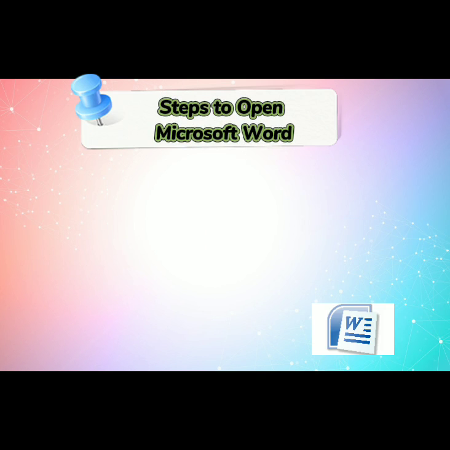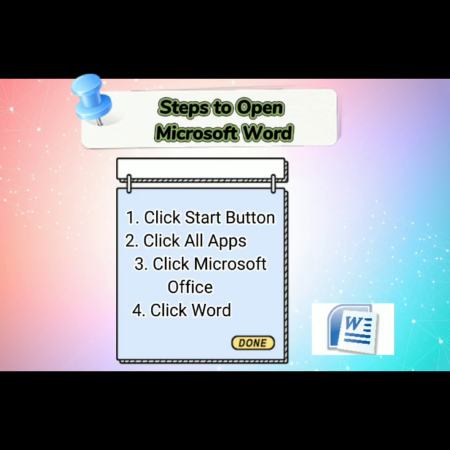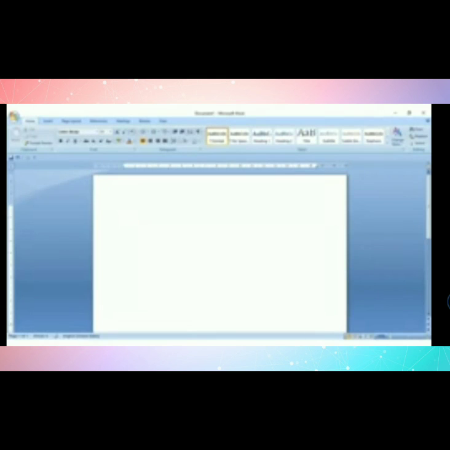So, these are the steps on how to open Microsoft Word. First, click the Start button. Next, click All Apps. Then, click Microsoft Office and click Word. So, this is how your Microsoft Word window looks like. This window allows us to interact with Microsoft Word. So, let's study the different parts.